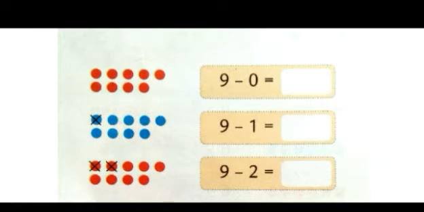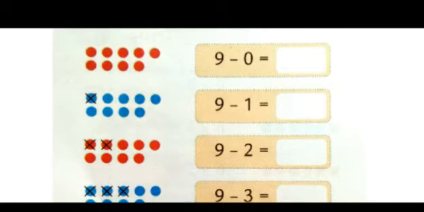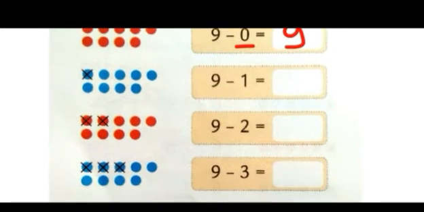Now let's see the subtraction fact of 9. Because this is subtraction fact of 9, all the dots are having 9 dots. Okay. So see the first one. Total 9 red dots are there. And how many we have to cross? 0. That means nothing. So how many will be remaining? All the 9. Okay. 9 minus 0 is 9.